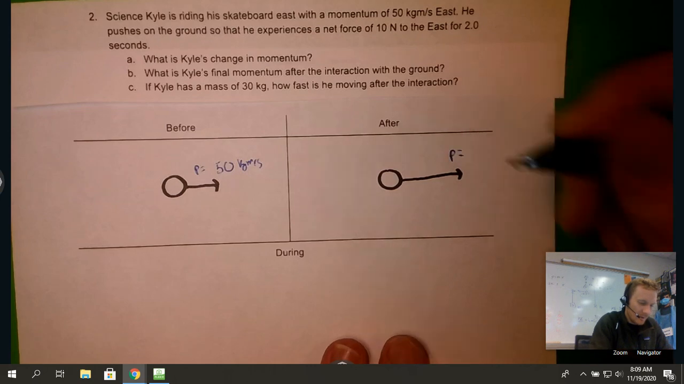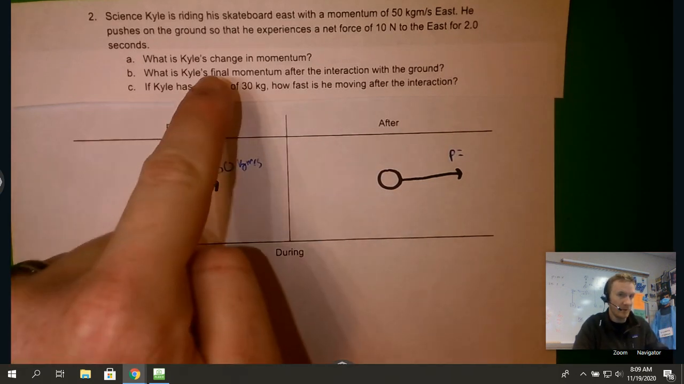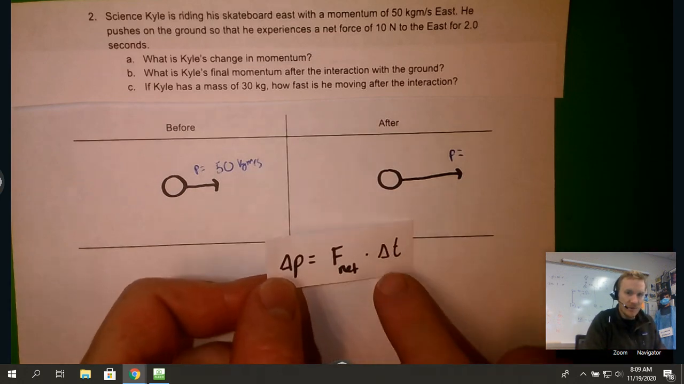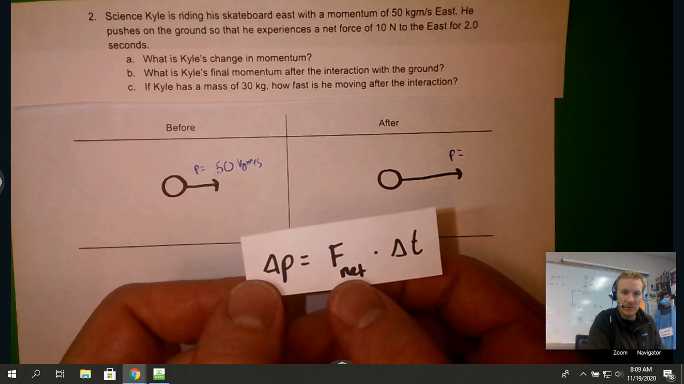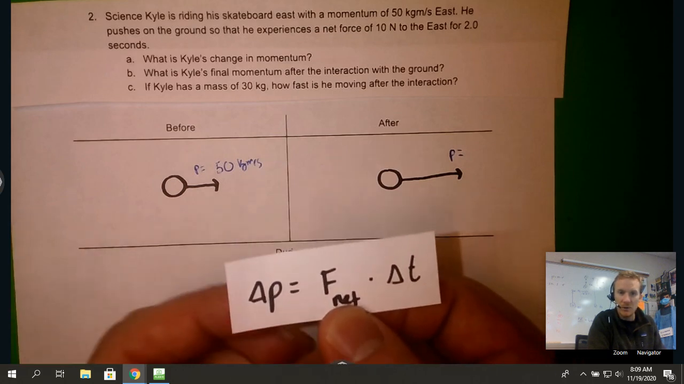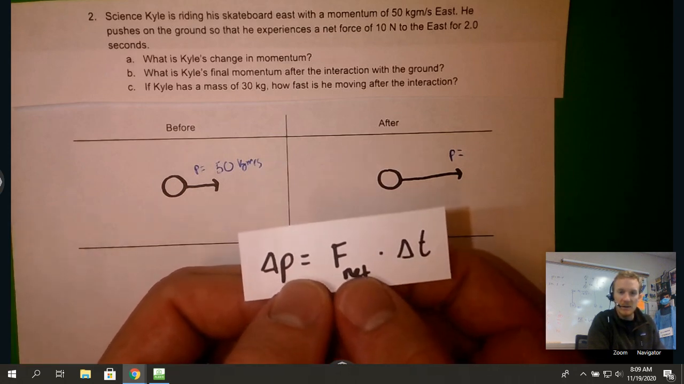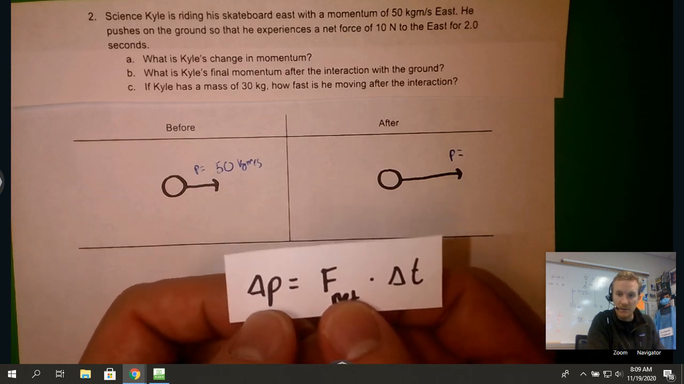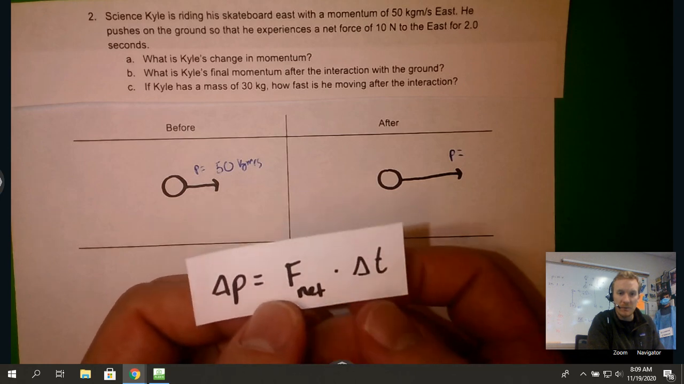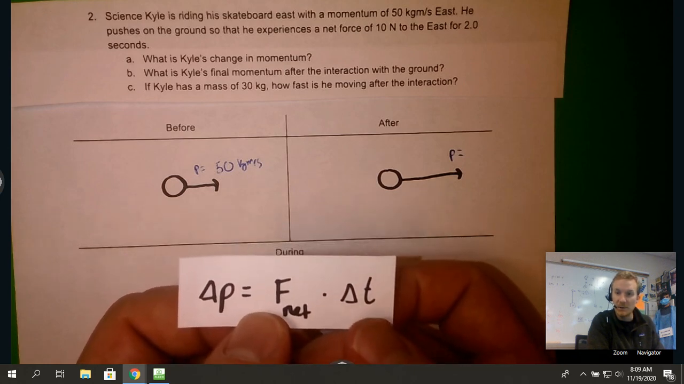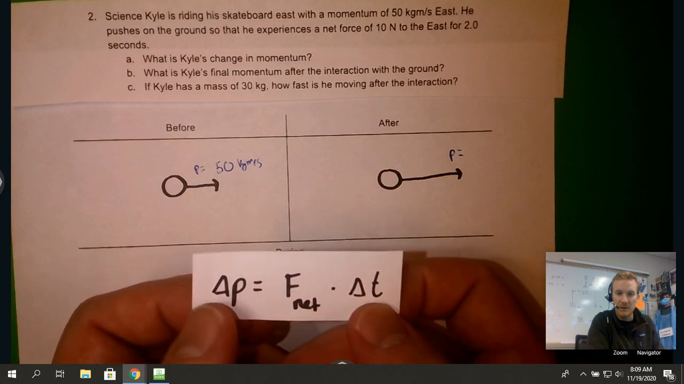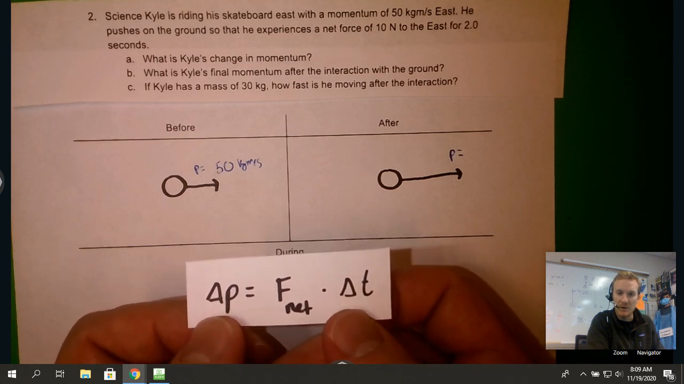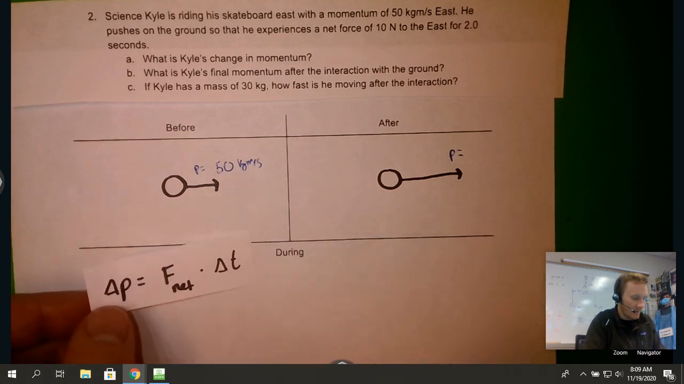We don't yet know what his final momentum is, but to figure out his change in momentum, recall that a change in momentum is equal to the force that's applied over a certain period of time. If you have a really big force, that's going to change your momentum quite a bit. If you apply that force for an extended period of time, that's also going to increase your change in momentum. So these are all directly proportional to impulse, to your change in momentum. So I'm just going to keep this handy here.